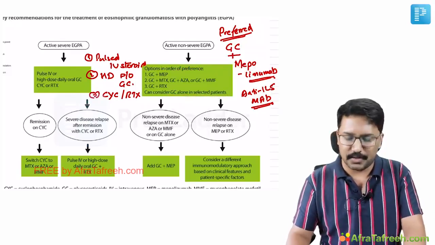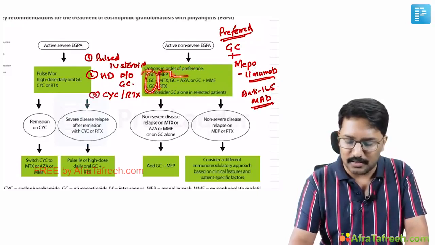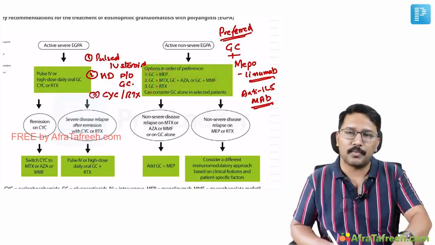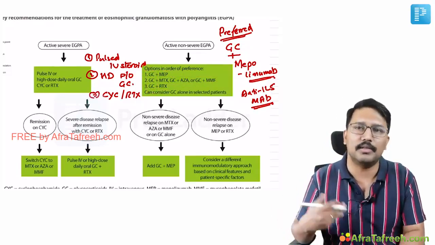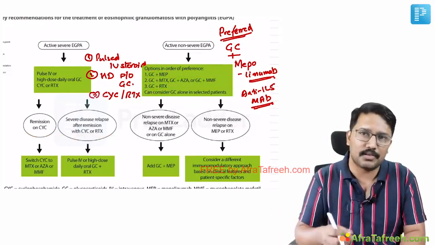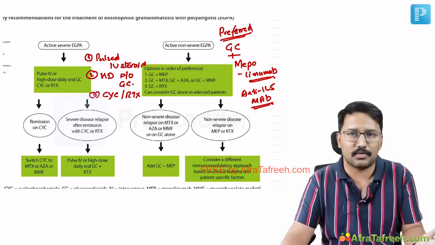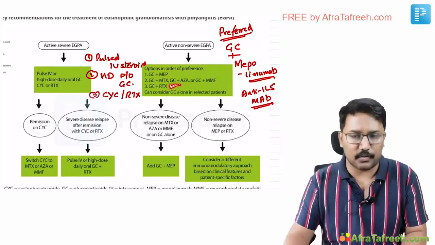Once we achieve the remission, we can try to maintain the disease by eliminating glucocorticoids and maintaining the disease with the agent that helped you in achieving the remission. For example, you started with mepolizumab and mepolizumab helped you achieve the remission. Maybe you can use mepolizumab for the maintenance. If you started with methotrexate and that helped you achieve the remission, you can maintain the disease with methotrexate. Same with azathioprine, same with mycophenolate mofetil, same with rituximab.